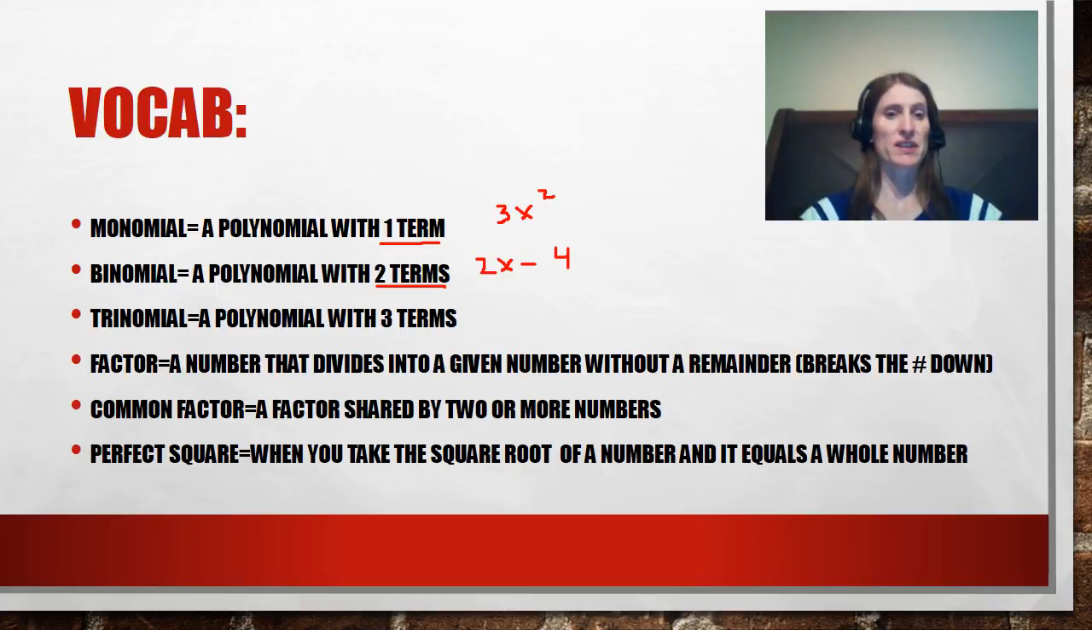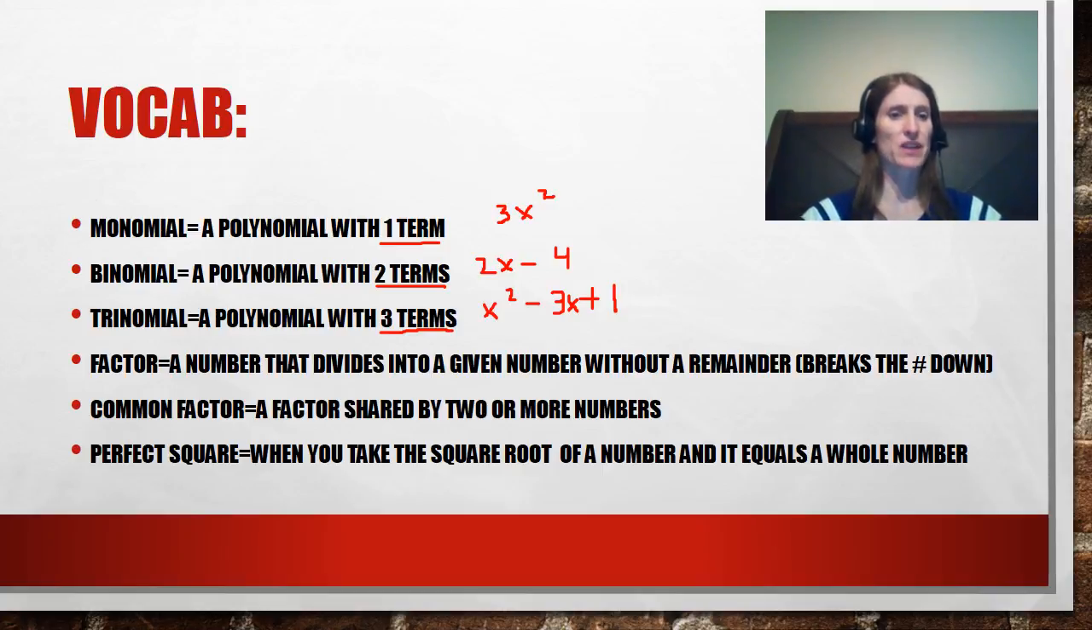A trinomial is a polynomial with three terms, okay? So three terms, so maybe 3x squared minus 3 plus 1. Okay, so it's got three terms. Oh, let's make this 3x, sorry. Okay, so those are our different types of polynomials.